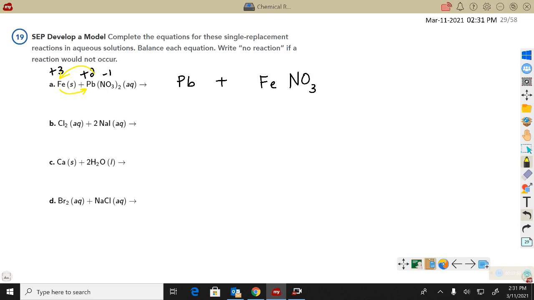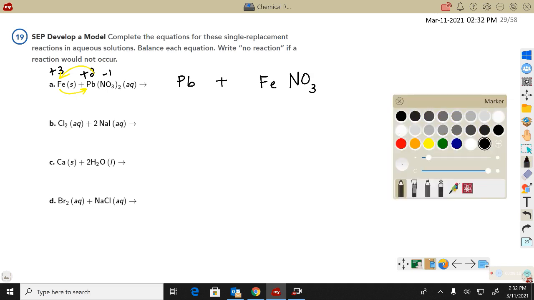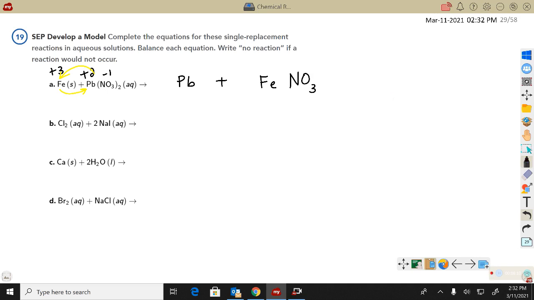Question 1, is your single element diatomic? Nope, not lead. No metals are diatomic. It's just some of those non-metals, and most of them are gases. So the lead is good. Lead is lead. I'm not going to change that formula or symbol. But when I make a new combination of ions, I have to check the charge. So this is going to be +3 and -1. So I'm going to crisscross or balance it to make it neutral.